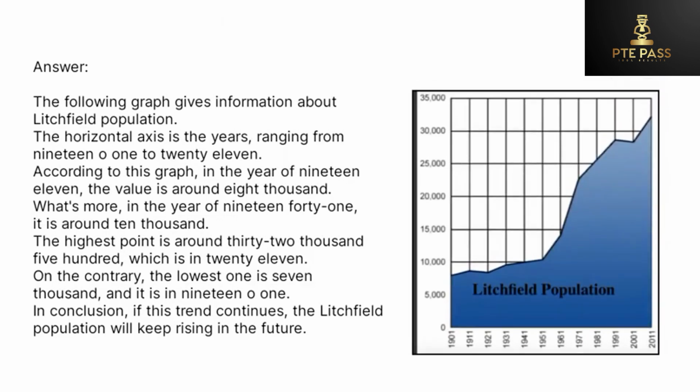The following graph gives information about Litchfield population. The horizontal axis is the years, ranging from 1901 to 2011. According to this graph, in the year of 1911, the value is around 8,000. What's more, in the year of 1941, it is around 10,000.